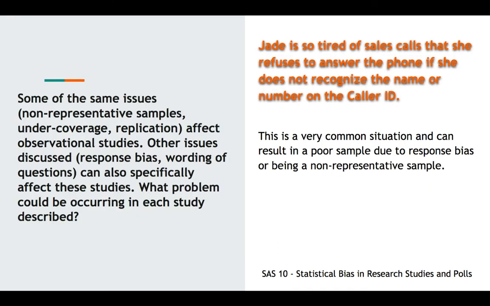So some of the same issues, non-representative samples, undercoverage, and replication, affect observational studies. Other issues discussed, response bias and wording of questions, can also specifically affect these studies. What problem could be occurring in each study described? In this particular example, Jade is so tired of sales calls, she refuses to answer the phone if she doesn't recognize the name or number on her caller ID. This is a common situation and can result in a poor sample due to response bias or being a non-representative sample.